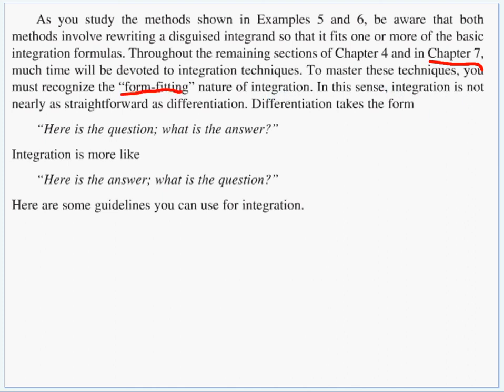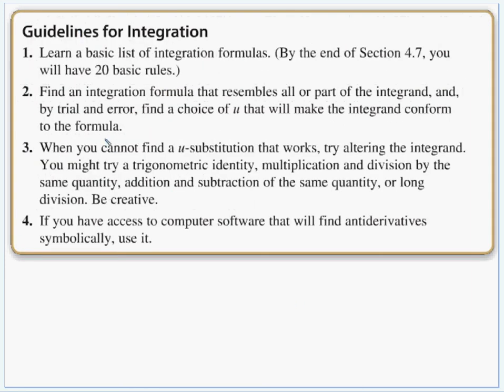In this sense, integration is not as nearly straightforward as deriving. Differentiation takes the form of, here's the question, what's the answer? Integration is more like, here's the answer, what was the question? Here are some guidelines we can use.